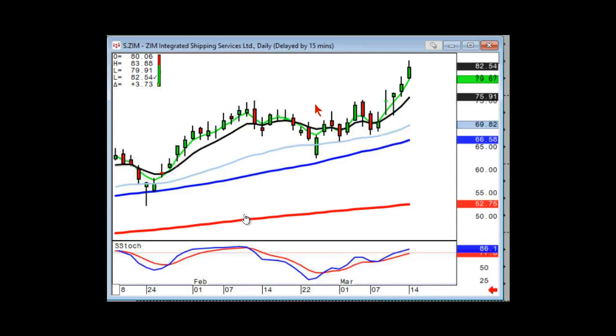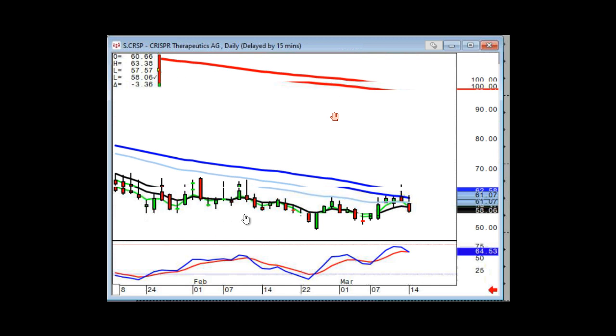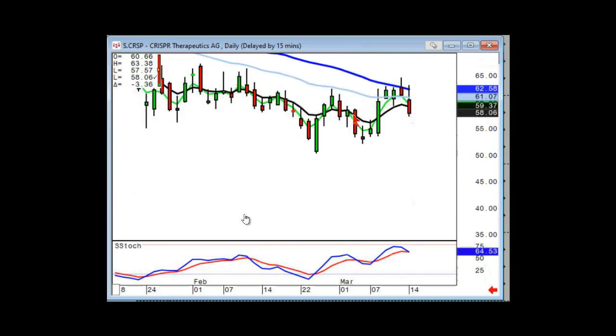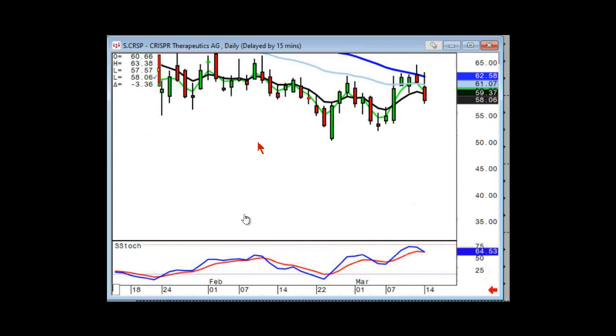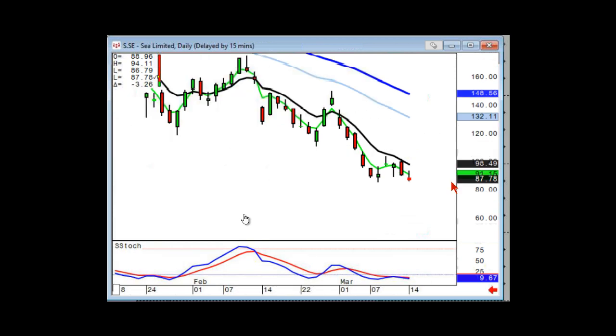Zim, stay long on that fry pan bottom. Crisp, that one failed right here at the 50. If I had been long for whatever reason, I'd be out of it. I don't know whether I'd be going short on that one. That's just kind of a sideways chart. We did SE. You can be shorting this one on weakness tomorrow, giving you a bearish doji sandwich, bearish J-hook pattern.